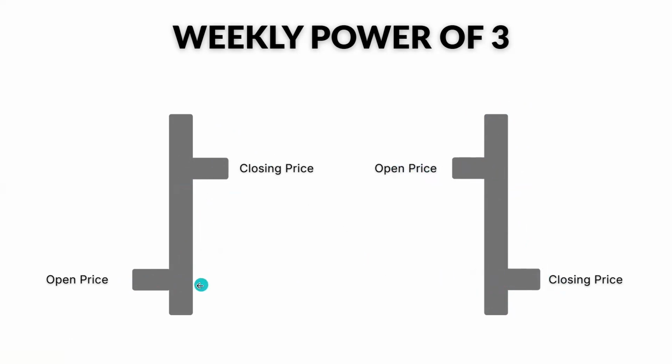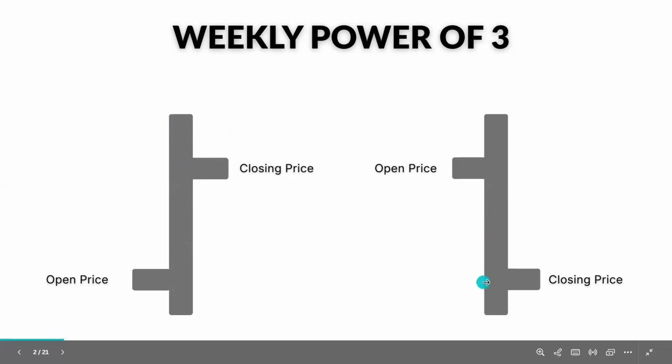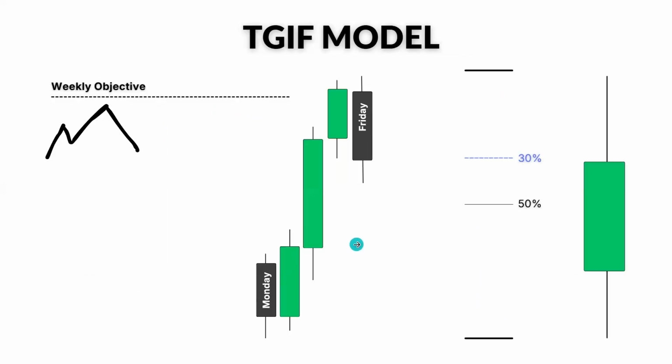Now, what we want to do with the TGIF model is fade the retracement. So if this is a bullish week, this retracement here is all we are capitalizing on to make profits. And this is a bearish week. This retracement back into the range here is all we are capitalizing on to make some profit on a Friday.